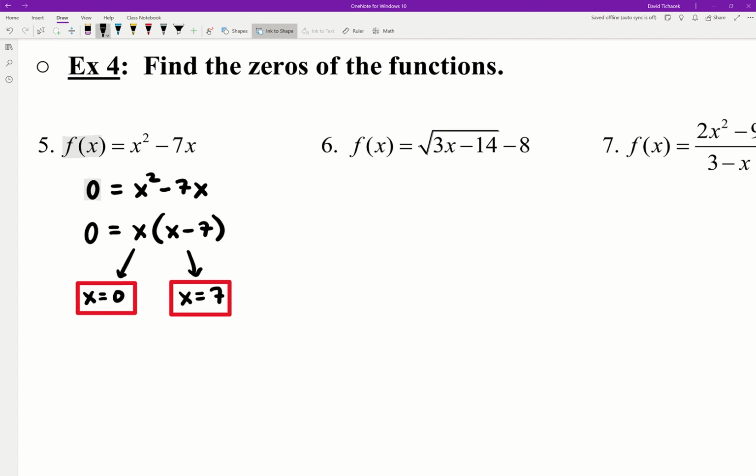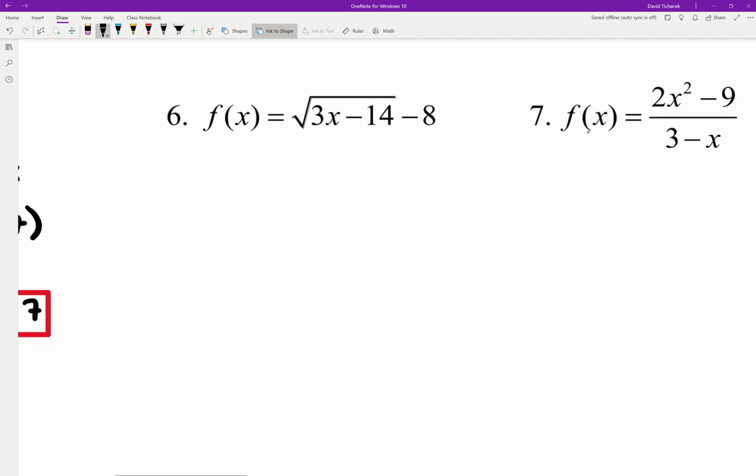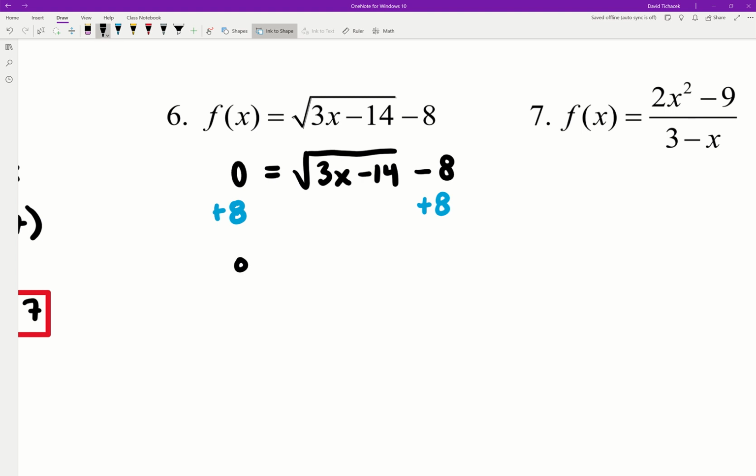So we're going to do that same thing for these next two functions, and then we'll call it a video, right? So we'll substitute in 0 for f of x. And so 0 is going to be equal to the square root of 3x minus 14, minus 8. And we're just going to go ahead and solve this for x. So this is a radical equation. We've talked about how to solve these before. So we're just going to simply isolate that radical first. So 8 is equal to the square root of 3x minus 14. Do the radical after we isolate it.